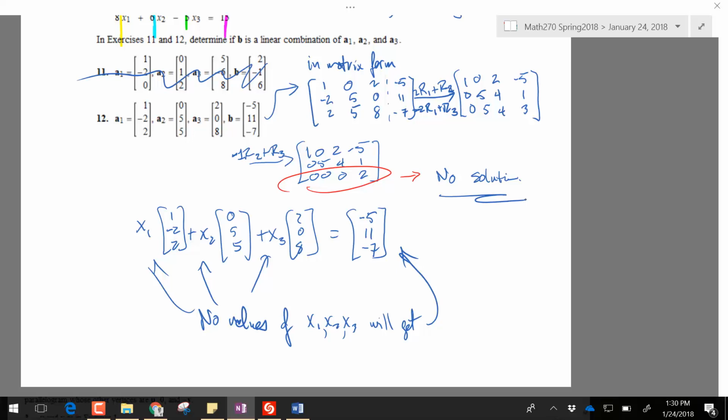Correct. Yes. The left-hand side is a linear combination of those three vectors, and b is a vector that you're trying to get at from those other three vectors. What we've just shown is that b is not a linear combination of these three vectors. All right. Since we're here, let's take a look at the graph now.